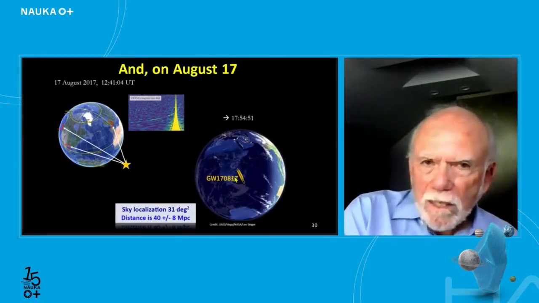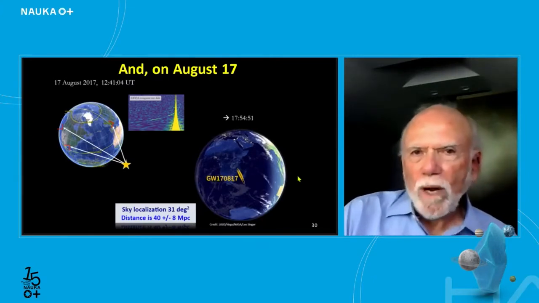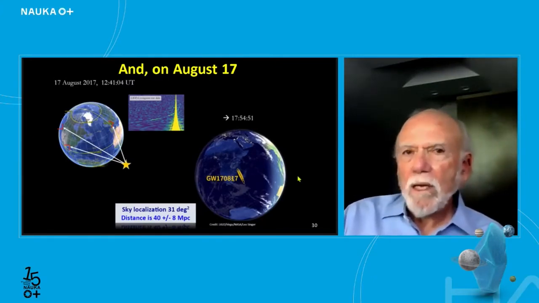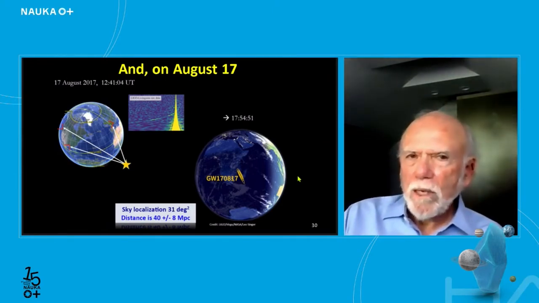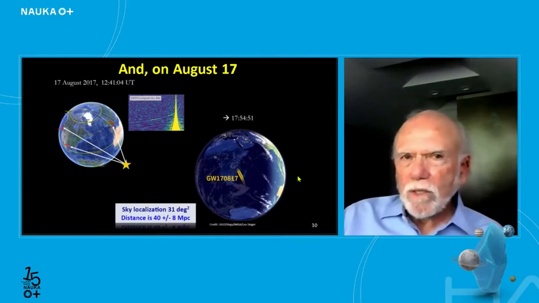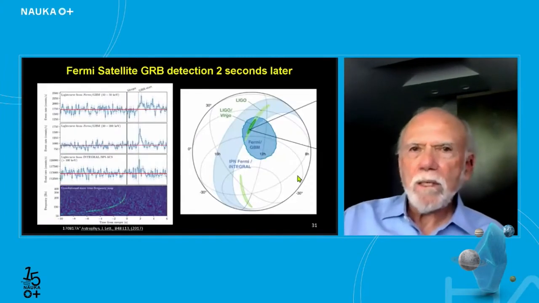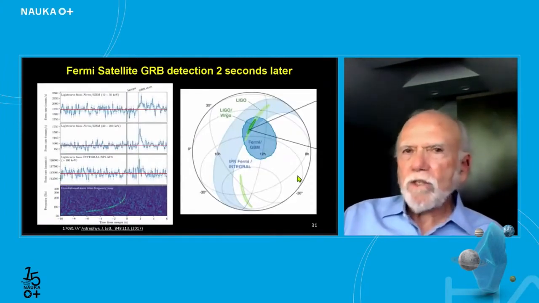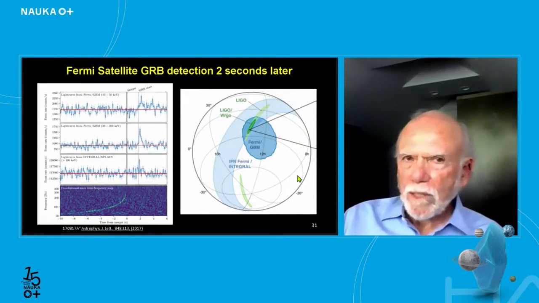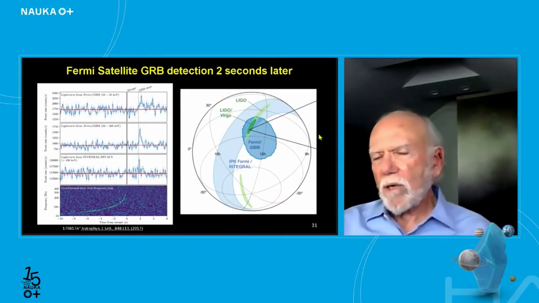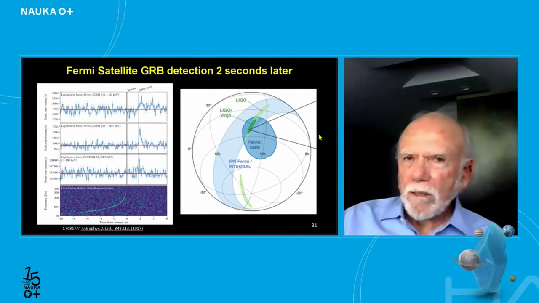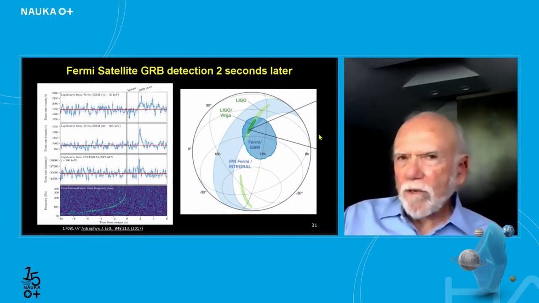And we did see where, I write GW170817, where it was in the sky quite accurately with 31 square degrees of accuracy. It was 40 megaparsecs away, which is not so far. And we alerted the astronomical community. And within 2 seconds of the time we saw something, high energy photons were seen in the Fermi satellite. And that's shown in this picture here, where they saw them. That's their dark picture, how accurately they saw it.